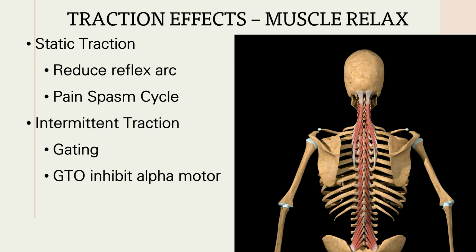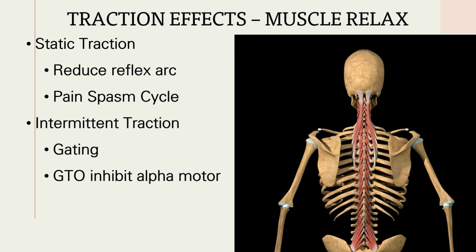And then muscle relaxation. So with static traction, we can attempt to reduce the reflex arc. So we're trying to reduce the monosynaptic reflex arc, in which sensory nerves are being turned into motor movement at the spinal cord without involvement of the brain or the central nervous system. By breaking this cycle, we can get the motor firing to go away, which can then reduce irritation and pain and breaks this cycle.